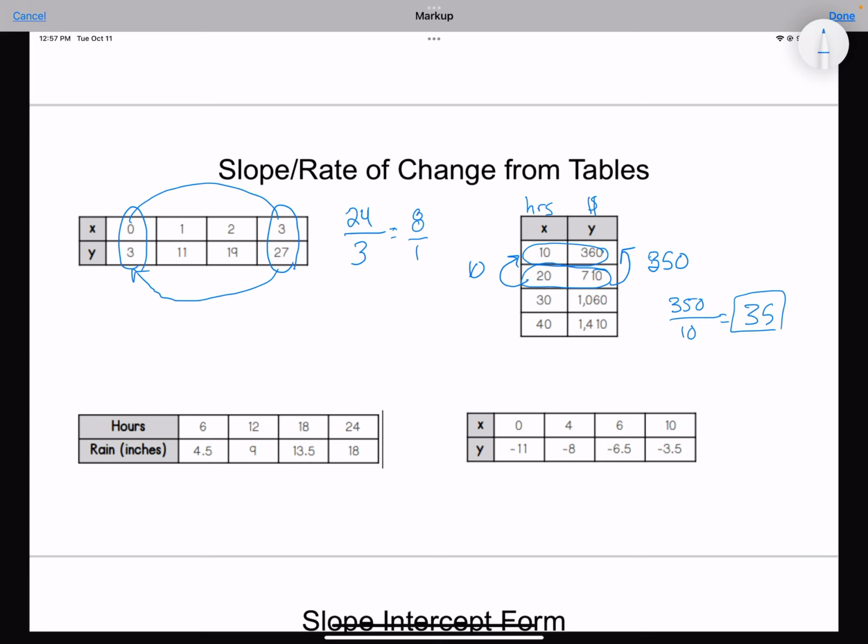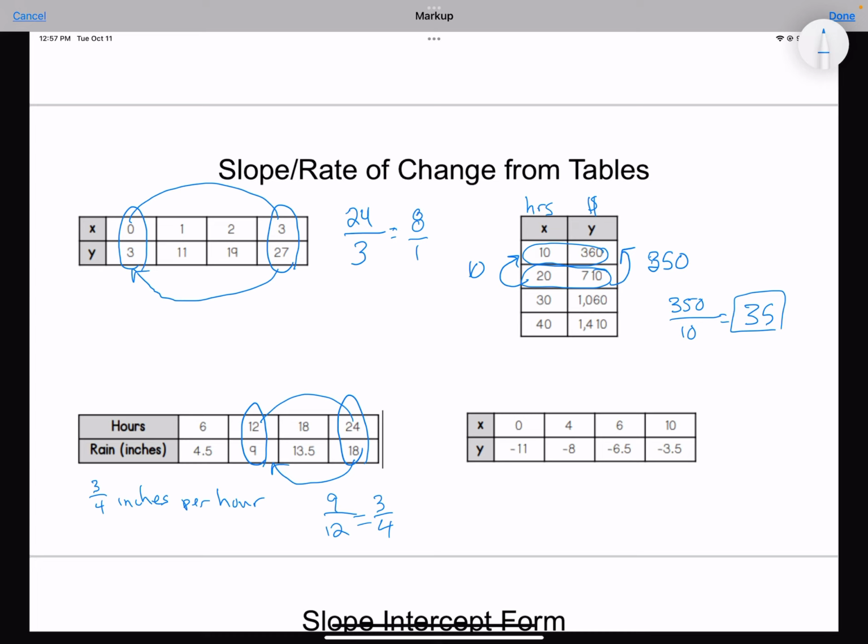The nice thing about tables is you can choose the points you want to use. If you don't want to deal with decimals, choose this point and choose this point. Again, you're subtracting the y, so 18 minus 9 is 9. 24 minus 12 is 12. And then you're going to reduce it. Okay, so in terms of this problem, because it's talking about hours and inches of rain, the rate of change we could say is 3/4 inches of rain per hour.